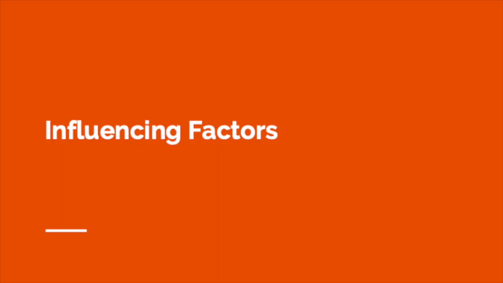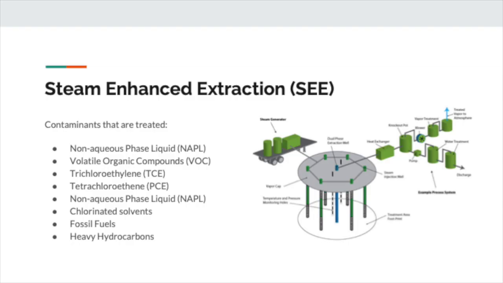In this section, we'll be talking about the influencing factors for thermal remediation methods, including steam-enhanced extraction, electrical resistance heating, and radio frequency heating. Steam-enhanced extraction is used to treat the following contaminants: non-aqueous phase liquid, volatile organic compounds, trichloroethylene, tetrachloroethylene, chlorinated solvents, fossil fuels, and heavy hydrocarbons.